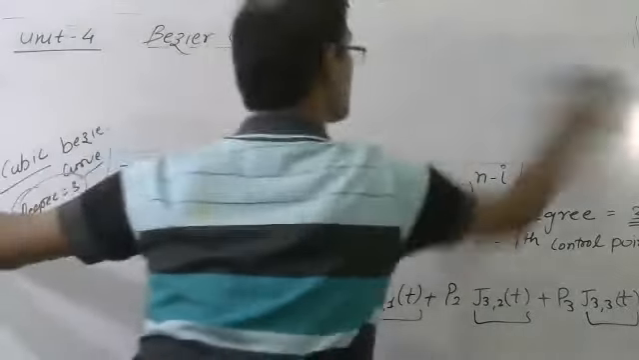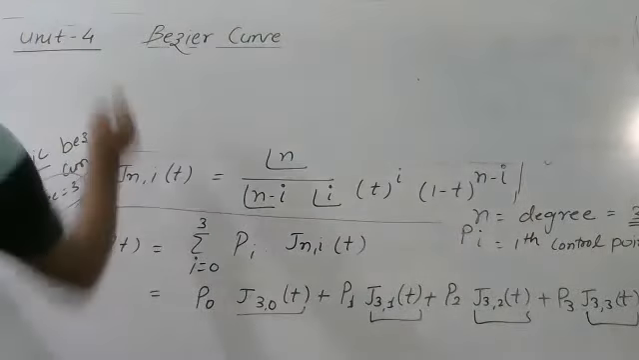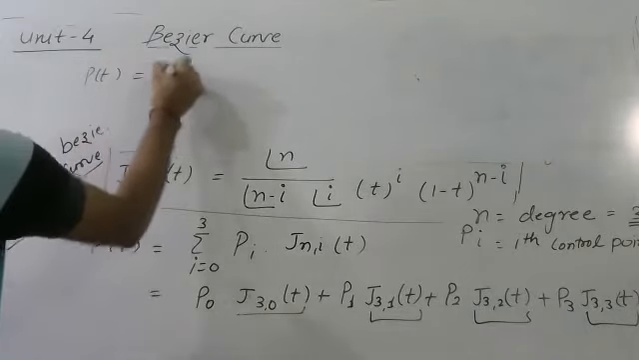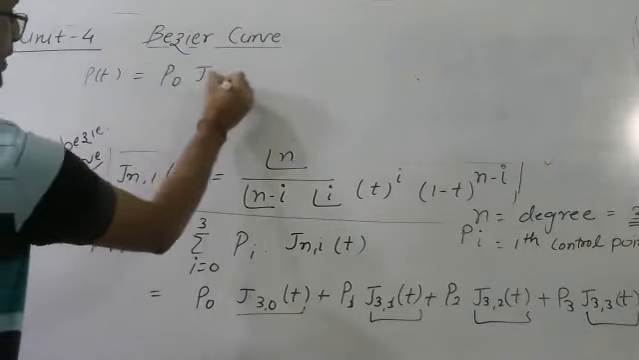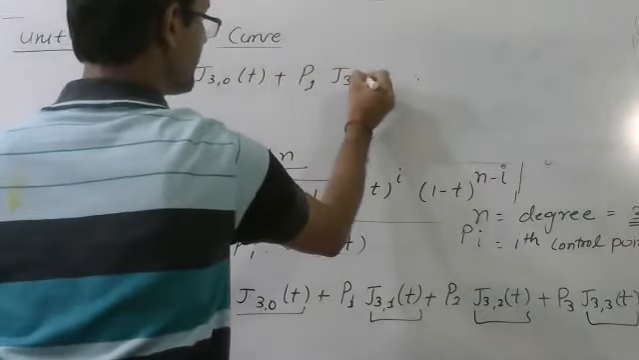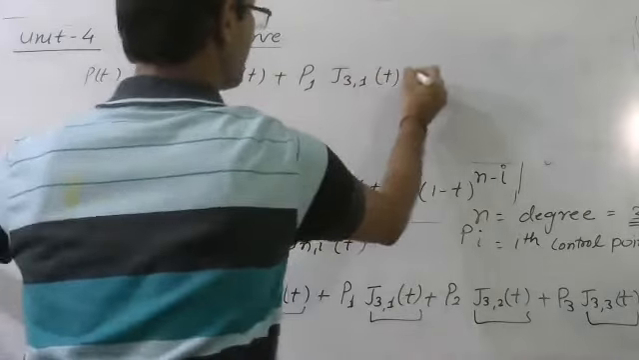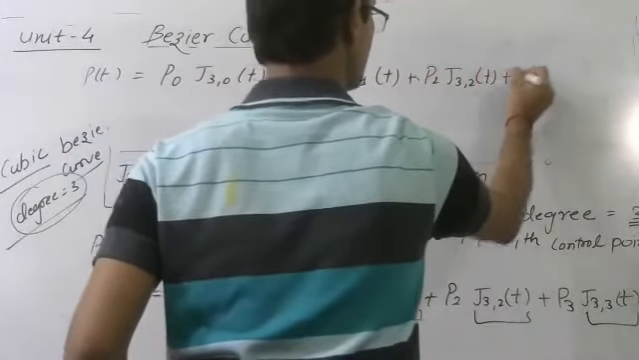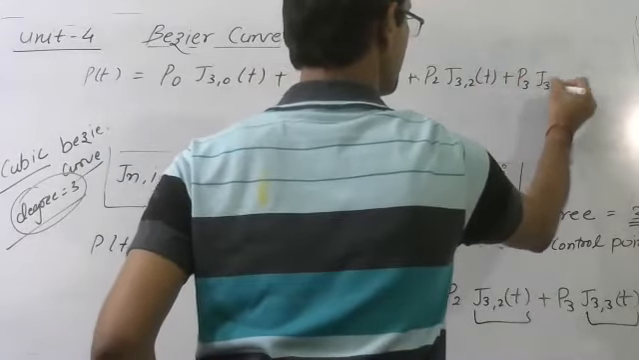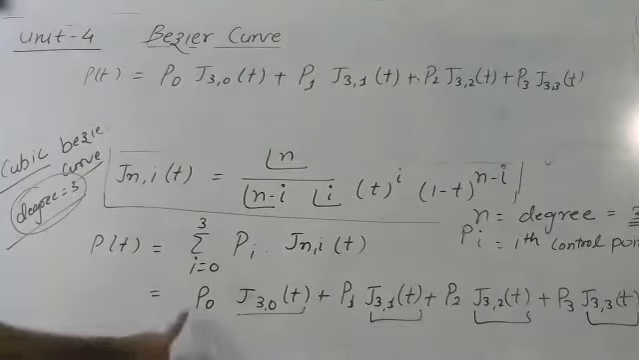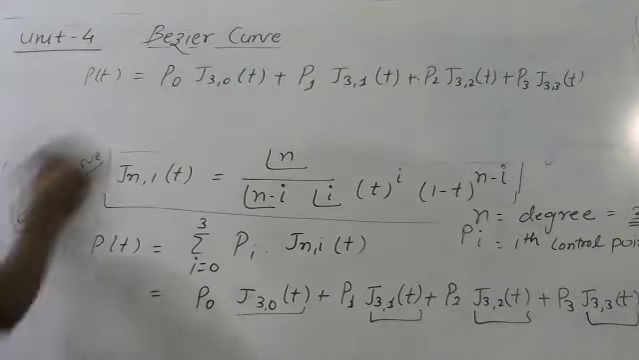So finally we get this particular equation. I am writing this equation here. P(t) is equal to P0 J3,0(t) plus P1 J3,1(t) plus P2 J3,2(t) plus P3 J3,3(t). So I am writing this equation here and going to solve.